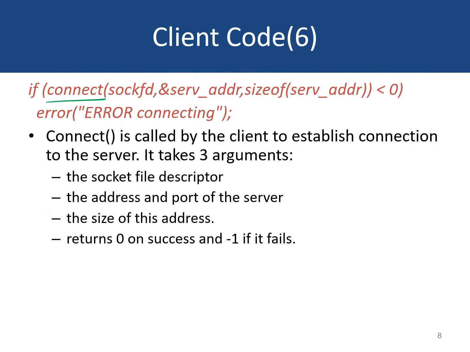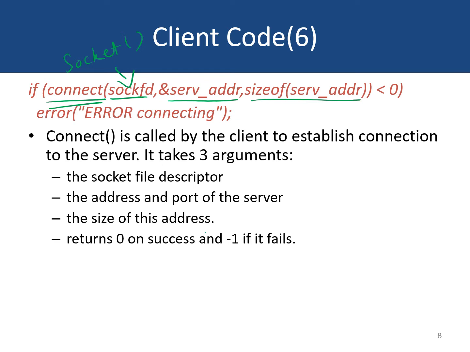Subsequently, we use the connect function call to establish a connection to the server machine. This connect call takes 3 arguments. The first parameter here is the socket file descriptor. Recall, this was the file descriptor returned by the socket call. Next is the address of the server machine or the host to which we want to connect. Recall, both the IP address and the port number of the server are stored in the server_address variable. And the third argument here is simply the size of the server_address structure instance.